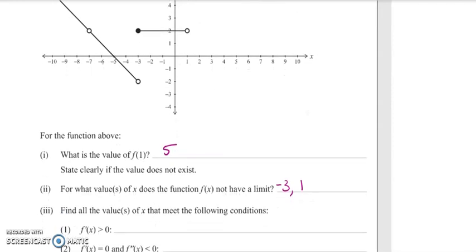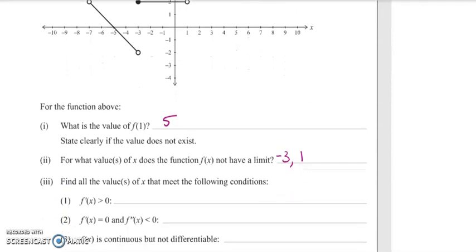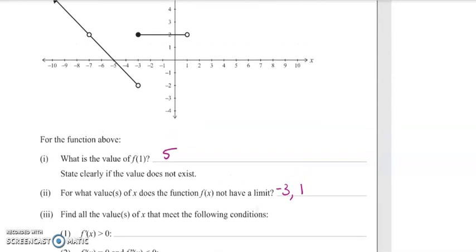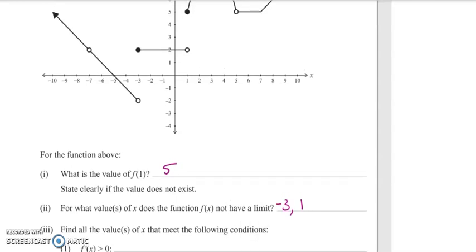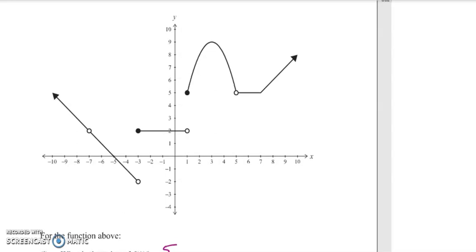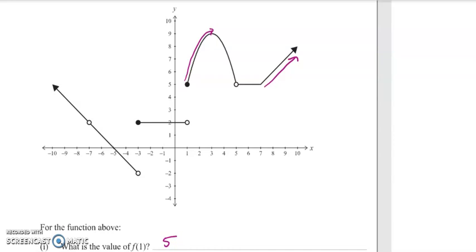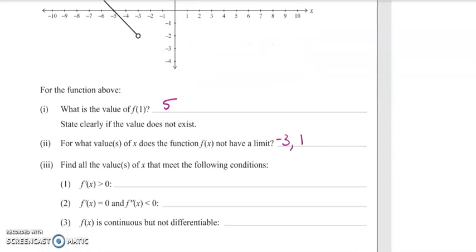Okay, so find all of the values of x that meet the following conditions. Let's first of all start off with f dash of x is greater than 0. F dash of x gives us the gradient, so we're looking for anywhere where the gradient is positive. So that's going to happen on our graph here, we've got this section here, up until the top of that maximum, where we have a positive gradient, and this section here. So that happens from 1 to 3 and 7 onwards. So here we can put when x is between 1 and 3 and x is bigger than 7.